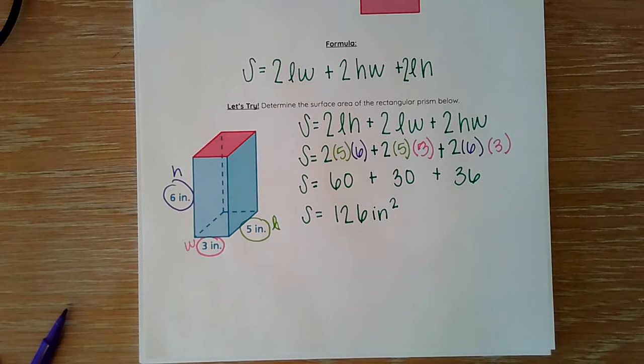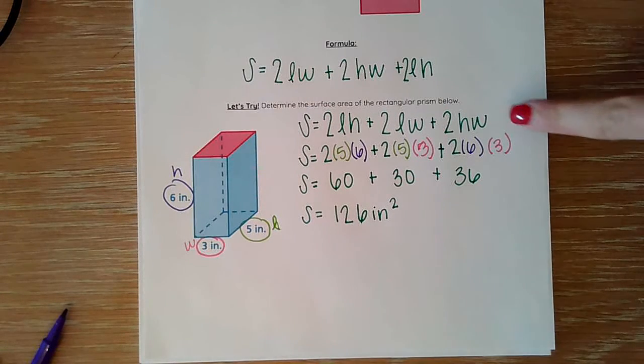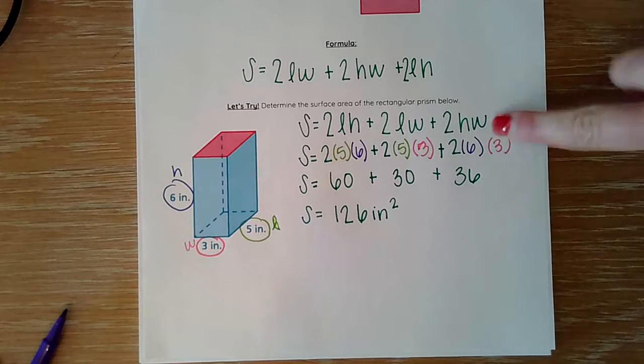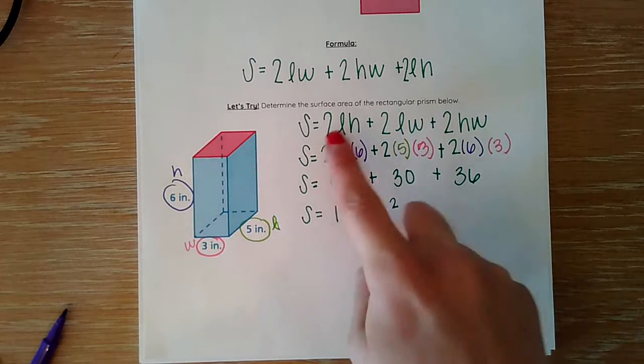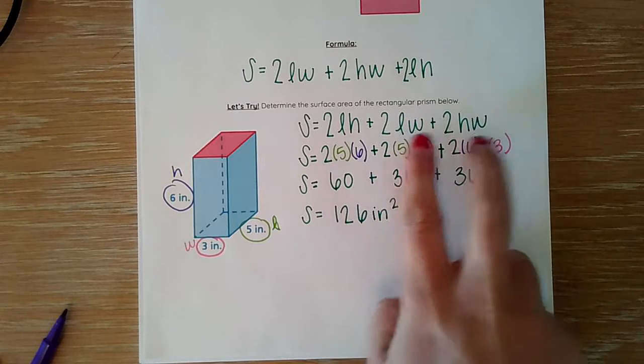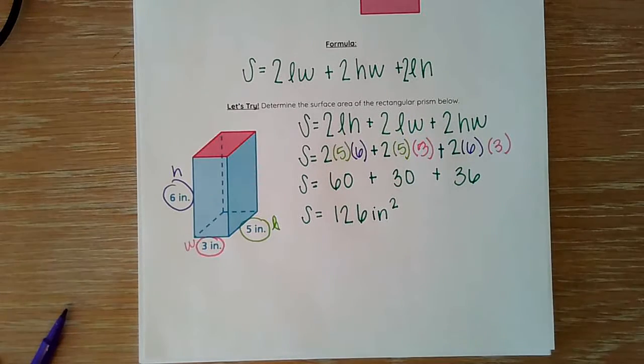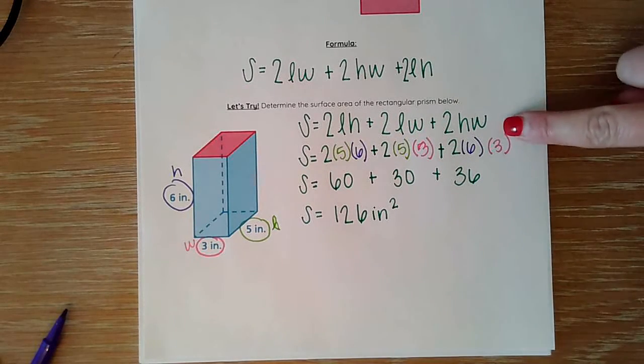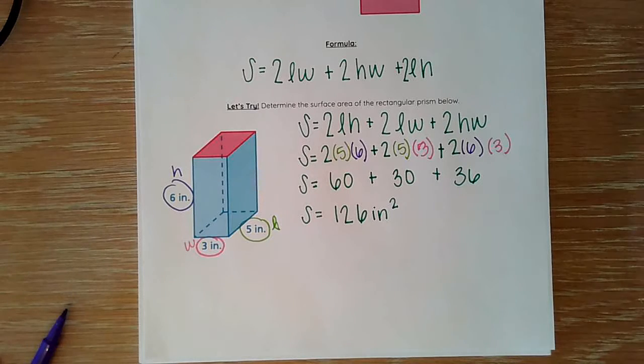Again, I want to account for every side, every dimension. Two sides exactly are the same. That's why we multiply by 2. And then I make sure I have 2 lengths, 2 widths, and 2 heights to set up my formula. The order can differ. And then I plug in, substitute in to simplify down to my total surface area being 126 inches squared.